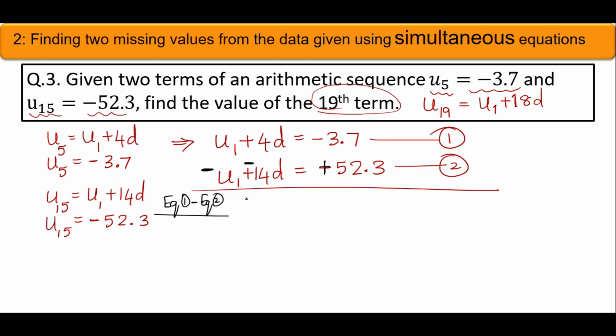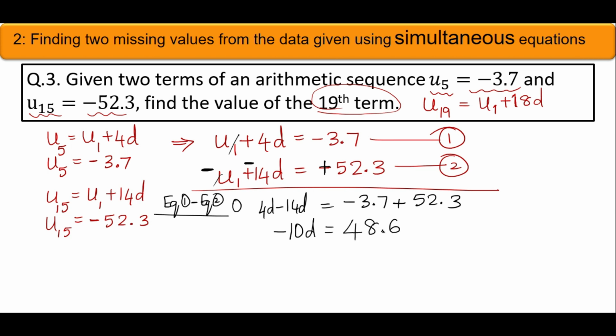So I have U1 minus U1, which is 0. I have 4D minus 14D, and here it's -3.7 plus 52.3, which is -10D is equal to 48.6. So my D here is going to be 48.6 divided by -10, giving me -4.86.